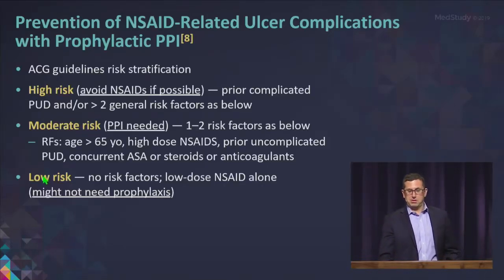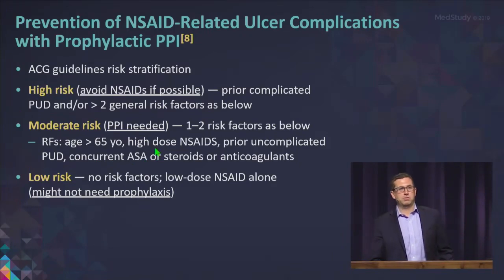And then there are some patients that are low risk, so that would be like a really young patient on low dose NSAIDs, right? That patient may not need prophylactic PPI. But this is very, very common, and if people follow these guidelines, it'll prevent people coming in with GI bleeding and major complications from ulcer disease.